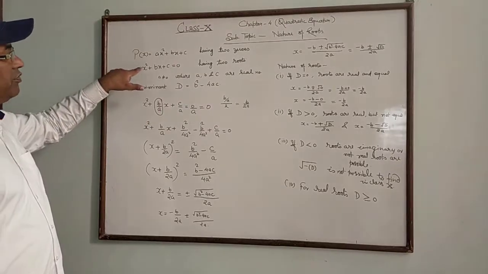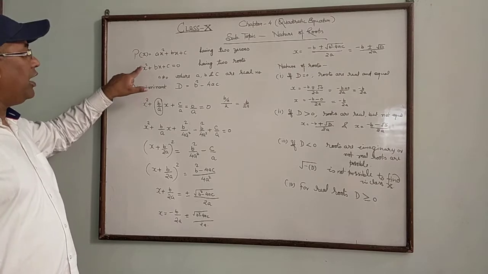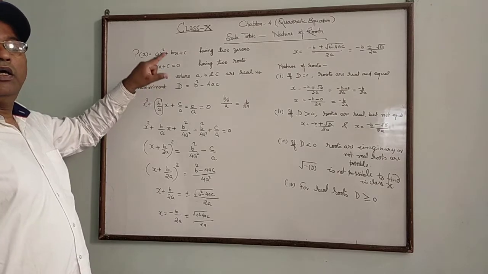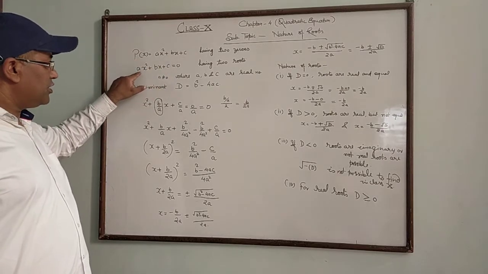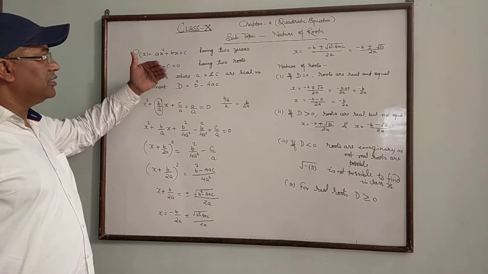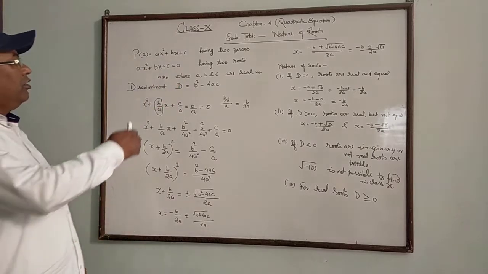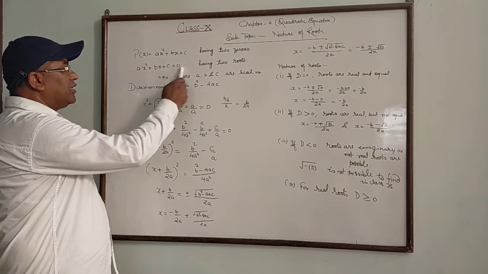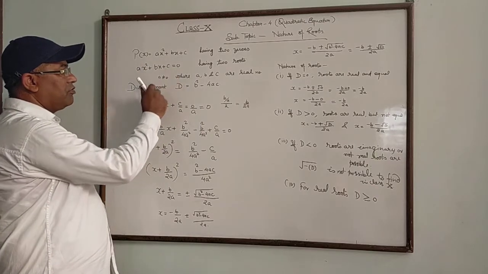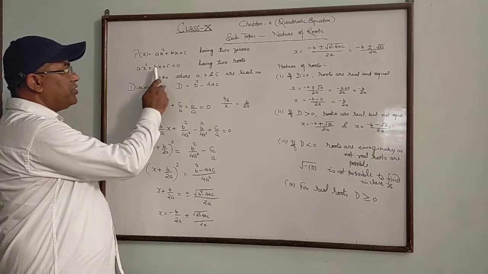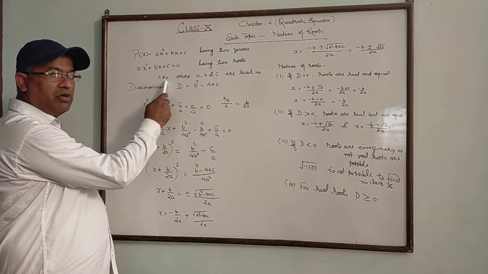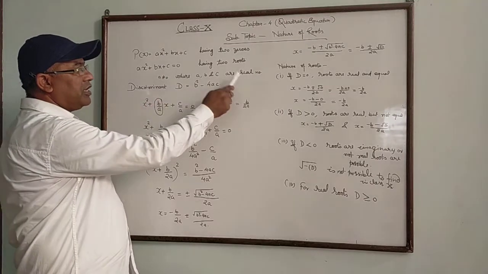If we put a value of the variable and it satisfies the equation, that value is called a root. The general standard form is ax square plus bx plus c equal to 0, where a, b, c are constants, a does not equal 0, and a, b, c are real numbers.